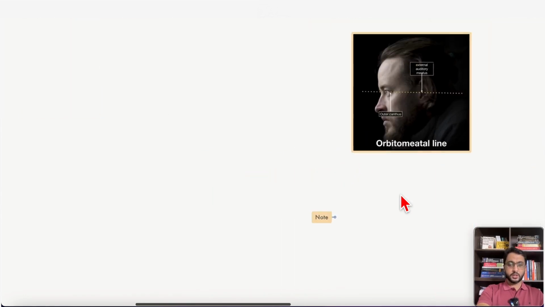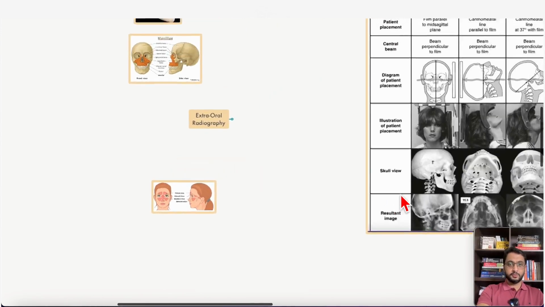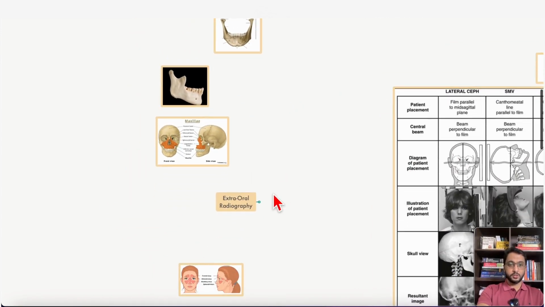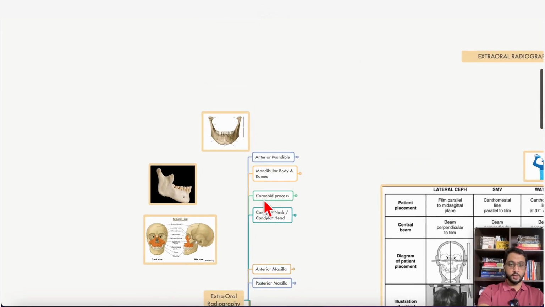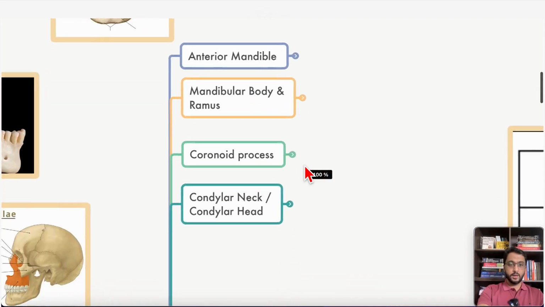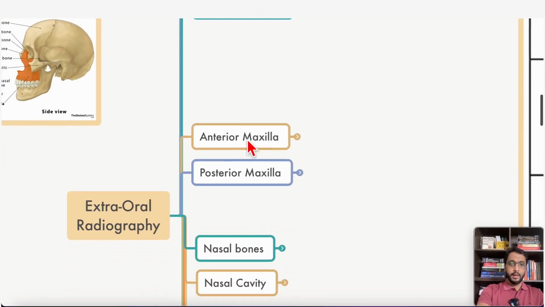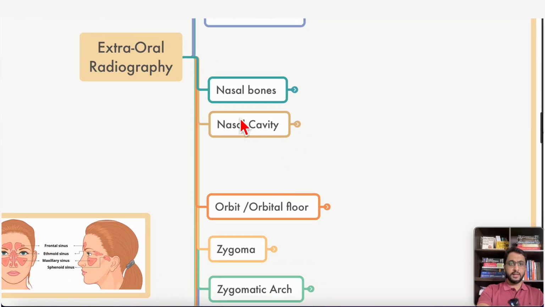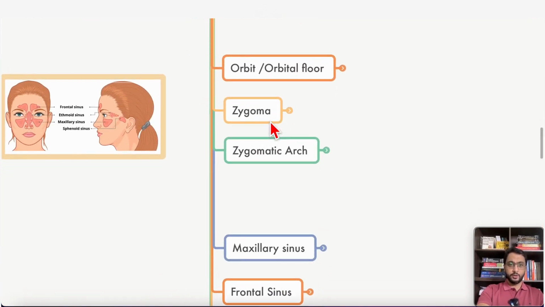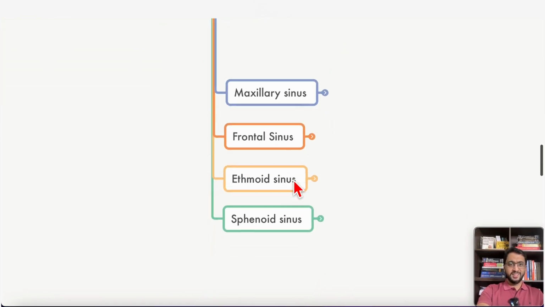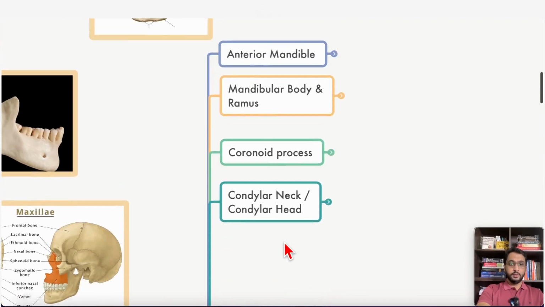So let's come to the structures one by one. Just to give you a final picture of each structure, how you visualize. Now we have seen the individual radiographic images. So this is the mandible region: anterior mandible, mandibular body and ramus, coronoid, condyle. This is anterior maxilla, posterior maxilla, nasal cavity, nasal bone. I've just divided into different structures: orbit, zygoma, zygomatic arch. I know things are clicking now, isn't it? Then different sinuses, all the 4 sinuses. So let's see one by one.